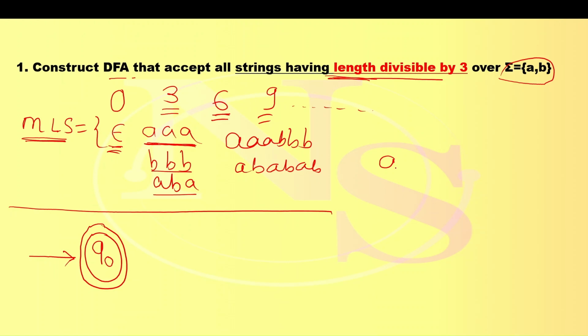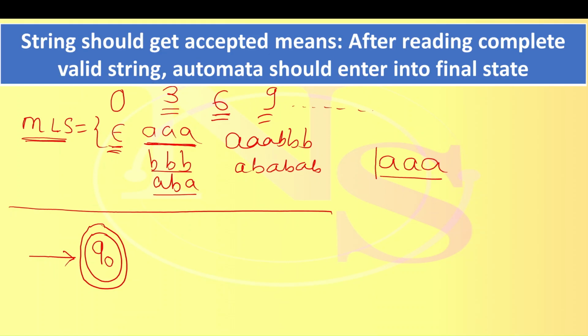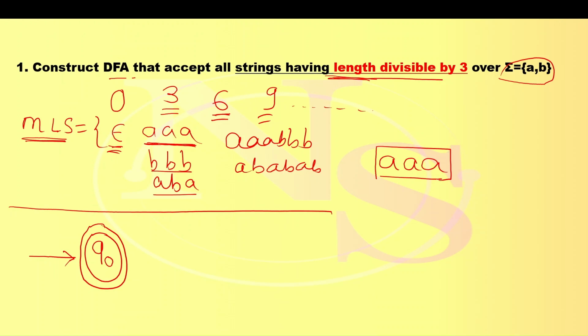AAA should get accepted. It means what? After reading this AAA, the automata should reach the final state. So start designing the automata for AAA. The first symbol is A. One state reads one symbol at a time. So Q0 will be reading the first symbol A. A string of length one should not get accepted, so it will go to a non-final state.